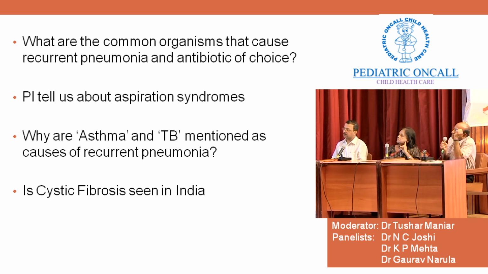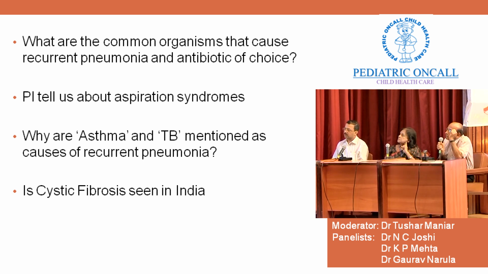So many times this so-called asthma or asthma-like situation as well as tuberculosis are mentioned as causes of recurrent pneumonia. Can you tell us in brief how do they come into picture? We many times say that asthma causes recurrent pneumonias, but actually they are pseudo-pneumonias. Because of very thick secretions, there is blockage of the terminal bronchi, which causes atelectasis of the alveoli, and which is seen on the X-ray chest as pulmonary infiltrates.